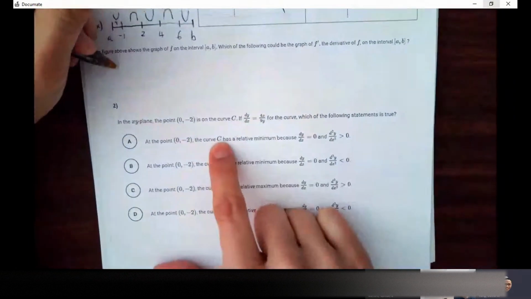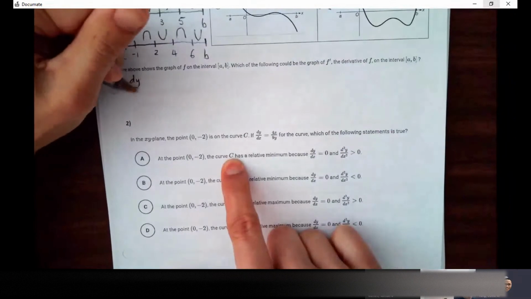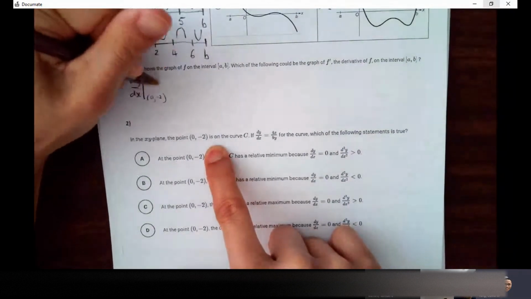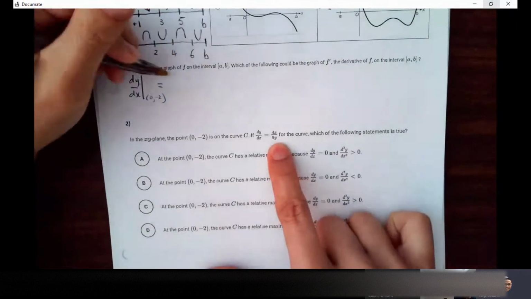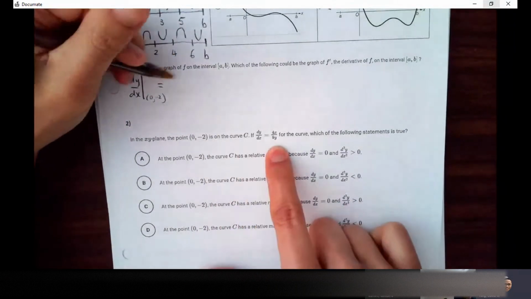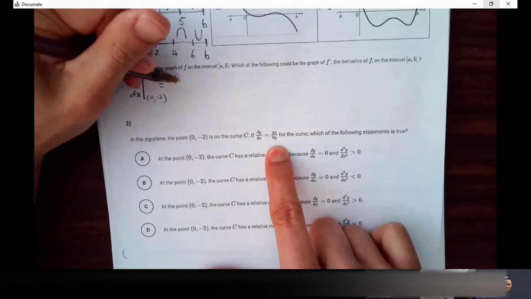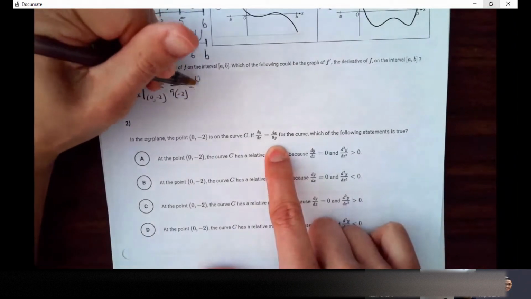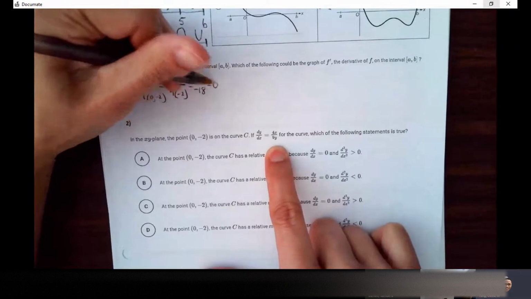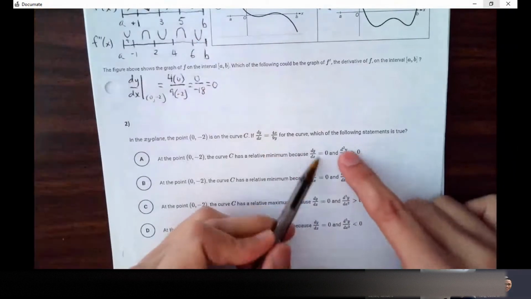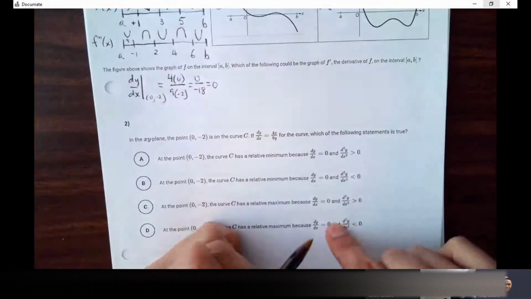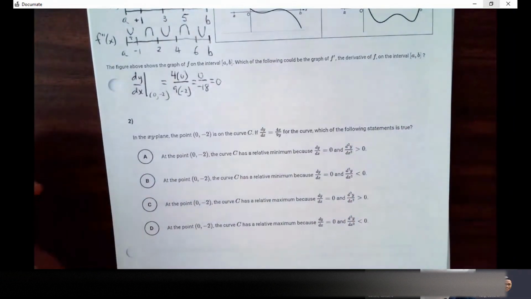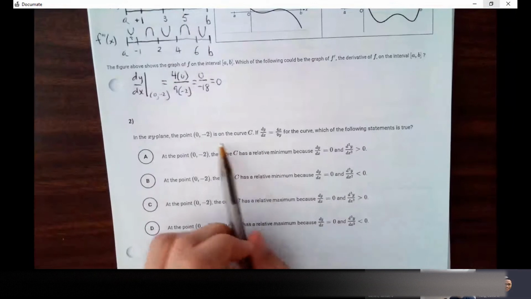I'll put that over here. So I know that dy/dx at (0, -2), my slope at (0, -2), I'll replace 0 for x, -2 for y. I get 0 over -18, and that's just equal to 0. So my slope is 0, and that's what all my choices are showing me. Okay, so that's consistent.